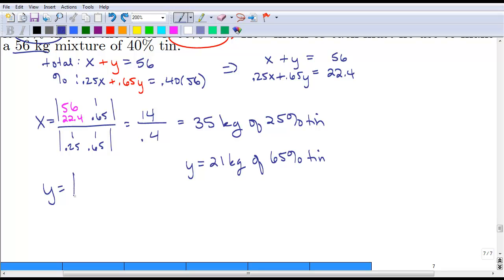Or you could go through and set up the determinant for the other variable y, same way we've done before. The denominator we already know is going to be 0.4, and you should end up with that numerator giving you 8.4 over 0.4, which would be your 21 that we have up here above.